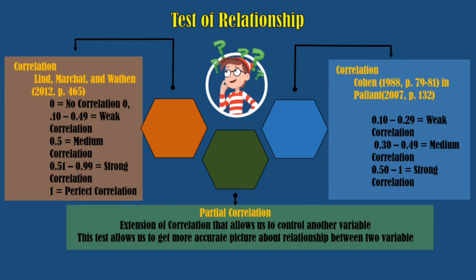Then another is the partial correlation. This measures the degree of association between two random variables with the effect of a set of controlling random variables removed. This is said to be the extension of correlation that allows us to control another variable. This test allows us to get a more accurate picture about a relationship between two variables.